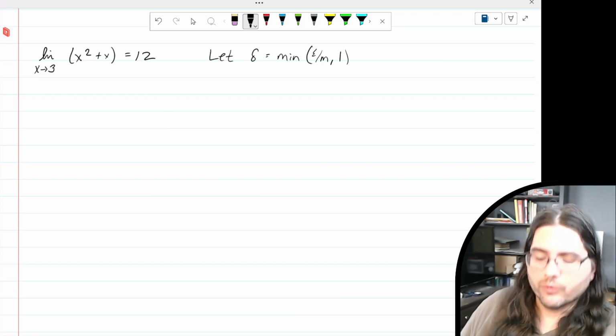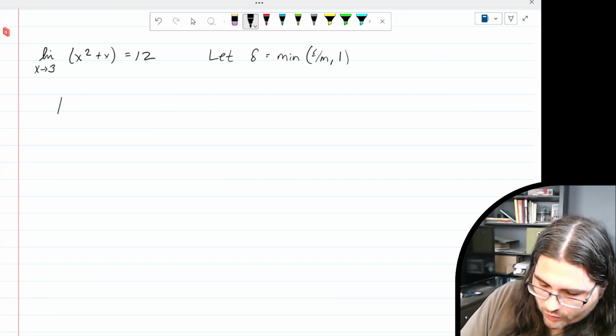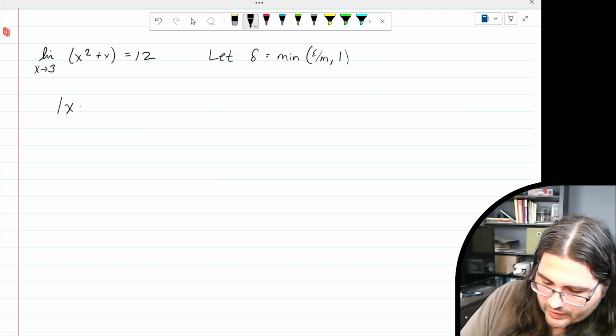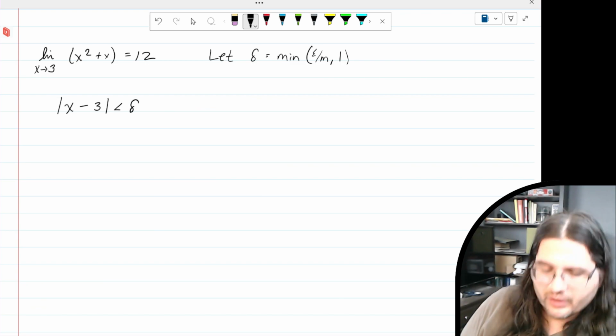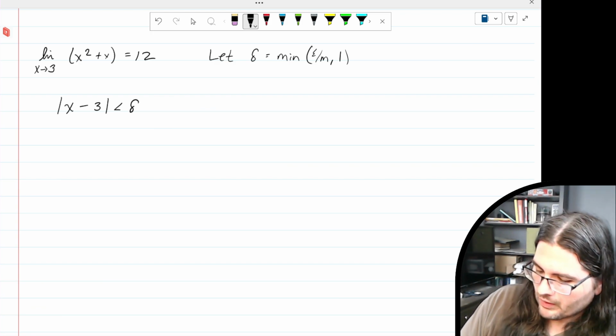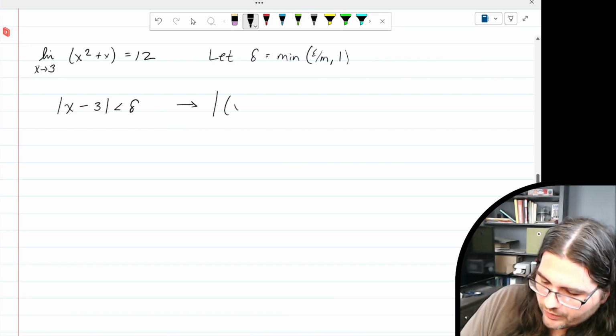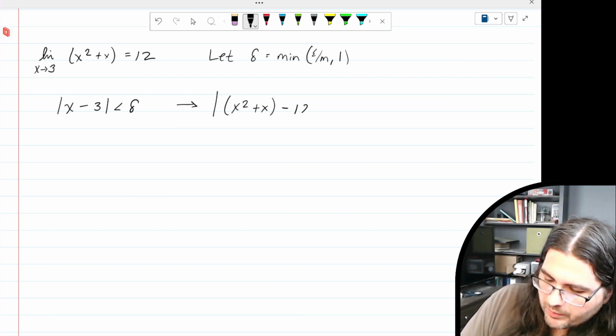So let me lay out the formal definition of the limit. I know that if this limit is true, that means that when x is within delta units of 3, the absolute value of x minus 3, then this implies that the function value, x squared plus x, minus the limit 12, is within epsilon units here.